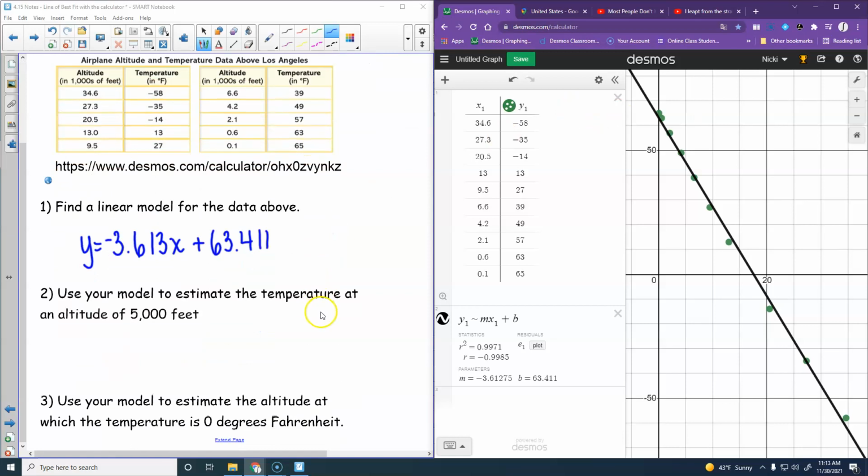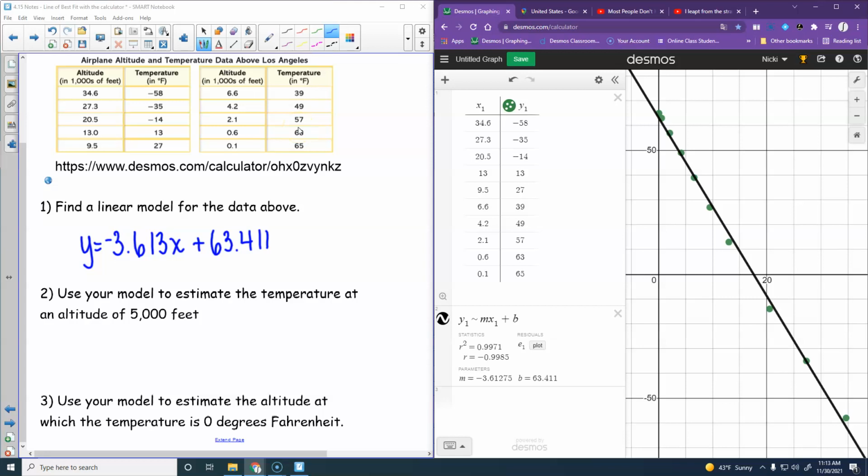Okay, so our question says use your model to estimate the temperature at an altitude of 5,000 feet. Now, I can tell on my graph, my table here, it should be somewhere between 39 and 49, but I want a more specific guess.